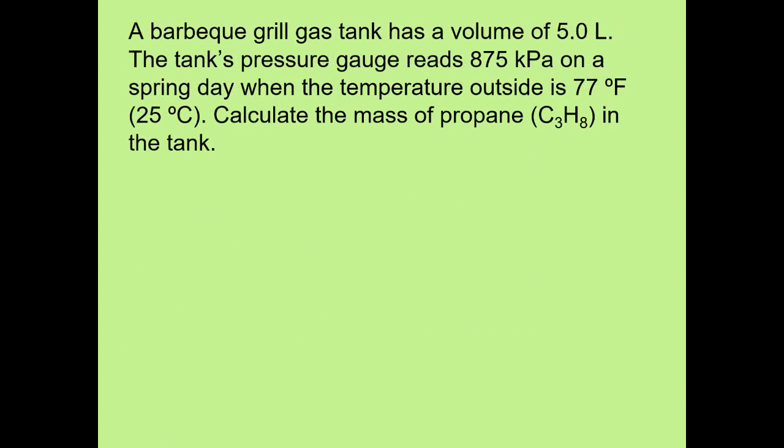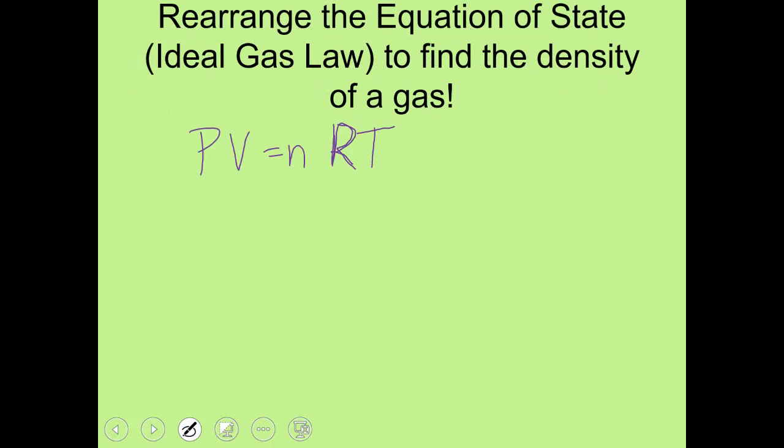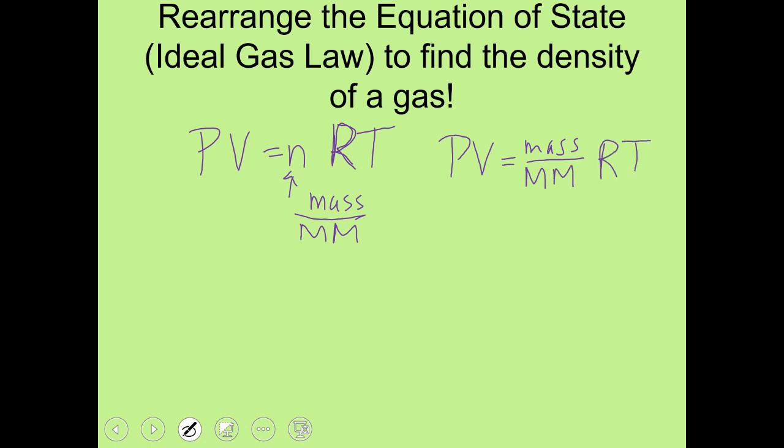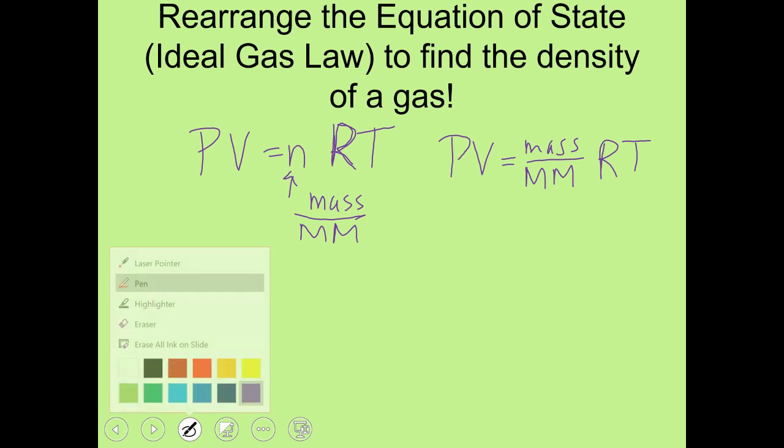So what we can do is substitute in for right here, we can do the mass of the sample over the molar mass of the sample, okay? And so we can then have PV is equal to mass of the sample, not the molar mass. This one's the molar mass, times RT. You can rearrange that then to find a density.